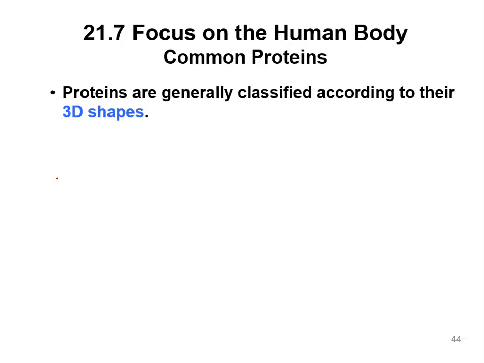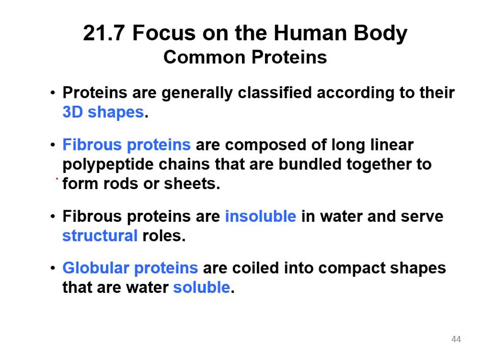All right, so let's now focus on the human body and how these structures play a role in certain things in our bodies, like a fibrous protein or a globular protein. Proteins are generally classified according to their three-dimensional structures. A fibrous protein is composed of long linear chains that are bundled all together to form rods and sheets. So it's more of a beta pleated sheet. As far as fiber, if you think about it, it makes sense.